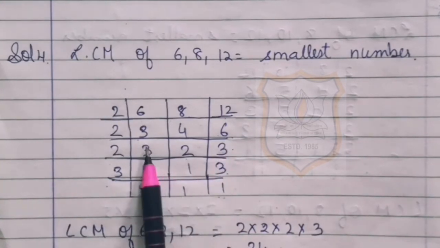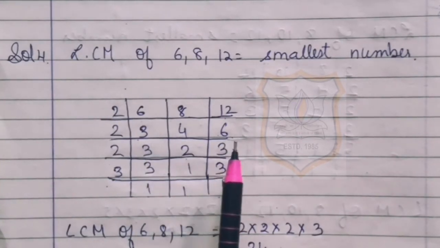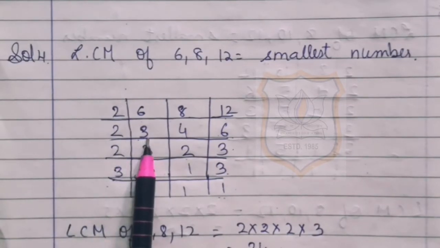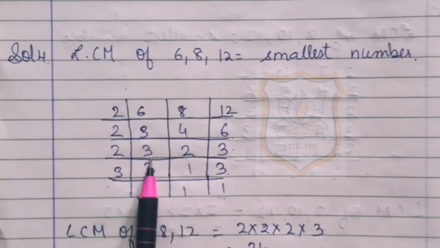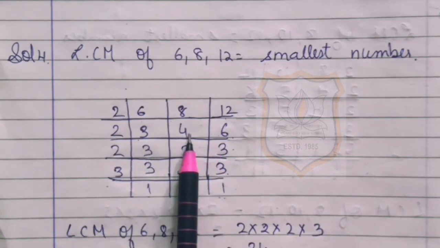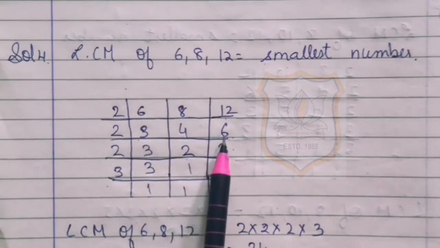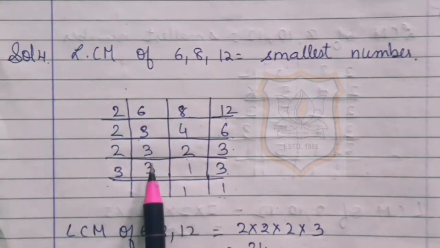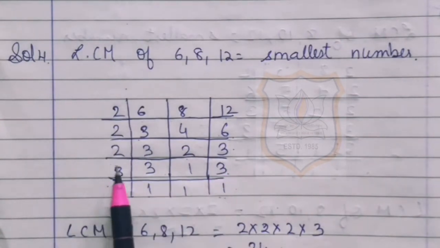Now we have to divide these three numbers with the smallest prime number. Here again we will take 2. As 3 is not divisible by 2, we will write 3 as it is. We will divide 4 by 2, we will get 2 in the quotient, and by dividing 6 by 2 we will get 3 in the quotient. Now again we have to divide these three numbers. We will again take 2 as the smallest prime number.